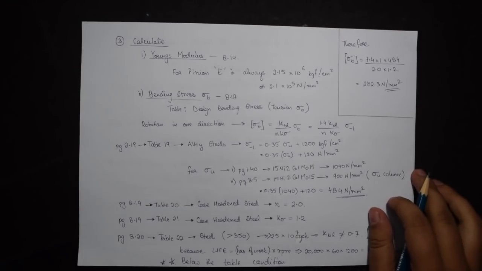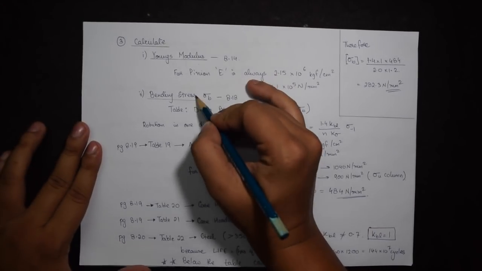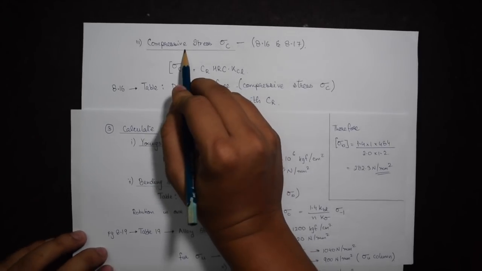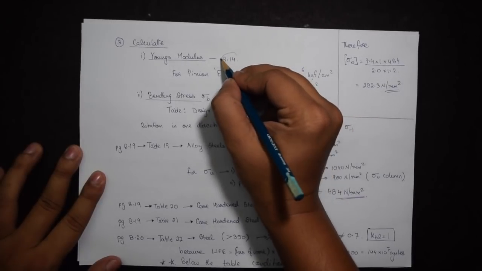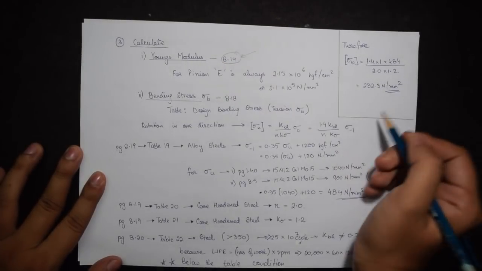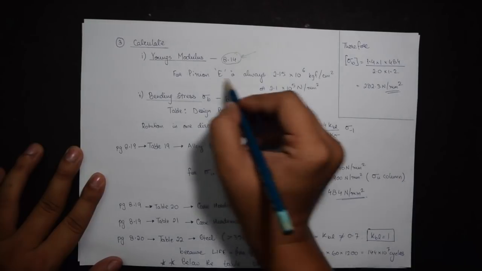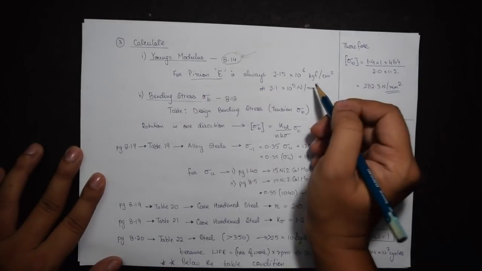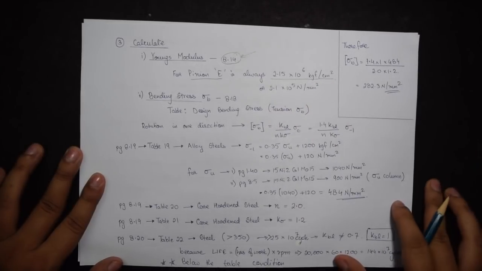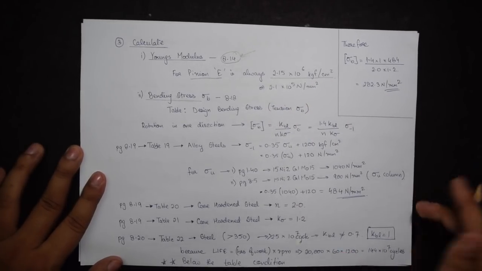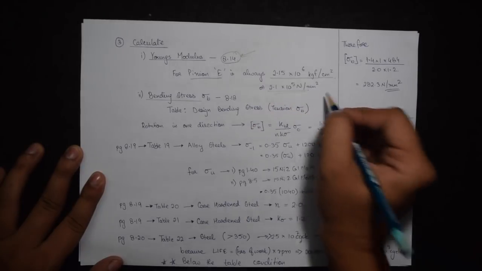Third step comprises of three things: Young's modulus, bending stress, and compressive stress. So Young's modulus is given on page 8.14. As we see in table number 9, for pinion 1, material steel and Young's modulus is constant, which is 2.15 into 10 to the power 6 kgf per centimeter square. Converted to Newton per mm square would be 2.1 into 10 to the power 5.